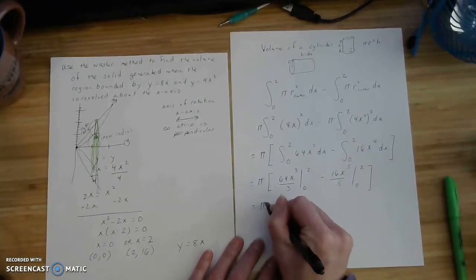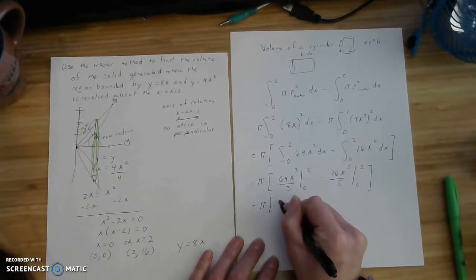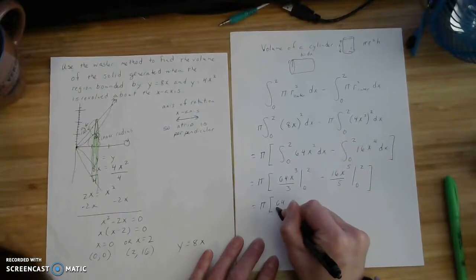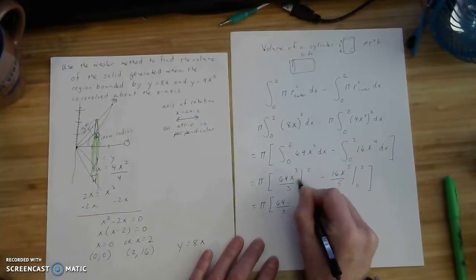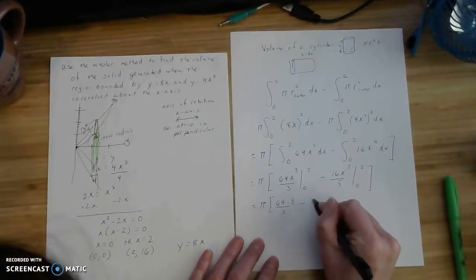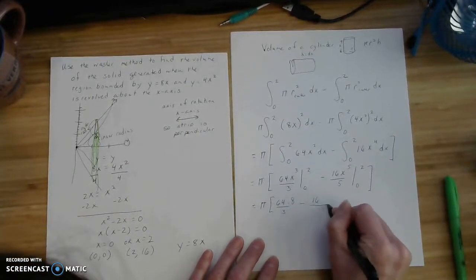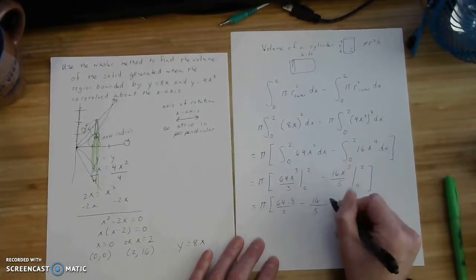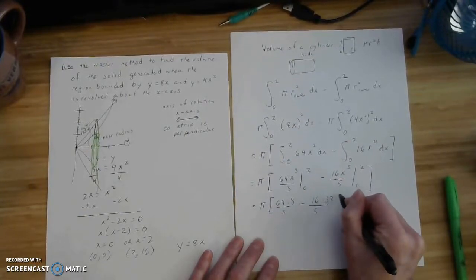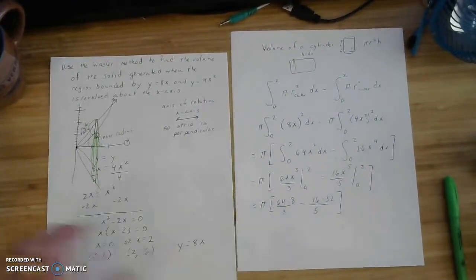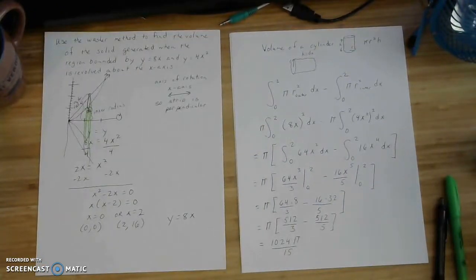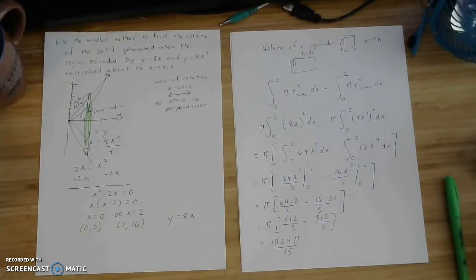So this is going to give me pi times 64 over 3 times 2 cubed, which is 8, minus 16 over 5 times 2 to the 5th, which is 32. And now I need to do some arithmetic, and I'll come up with the final answer. So after a little bit of basic arithmetic, I come up with the final answer, 1024 times pi divided by 15, and that's the volume.